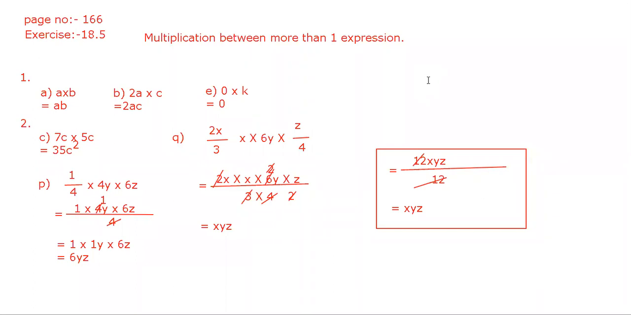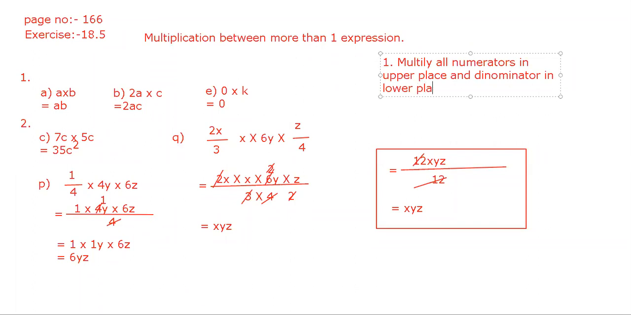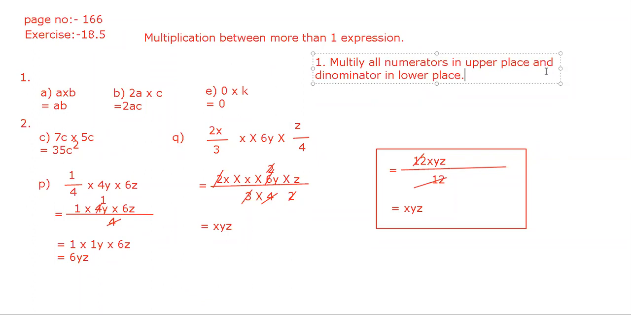A very easy method: the first step is to multiply all the numerators in one place. First step: multiply all numerators in the upper place and denominators in the lower place.